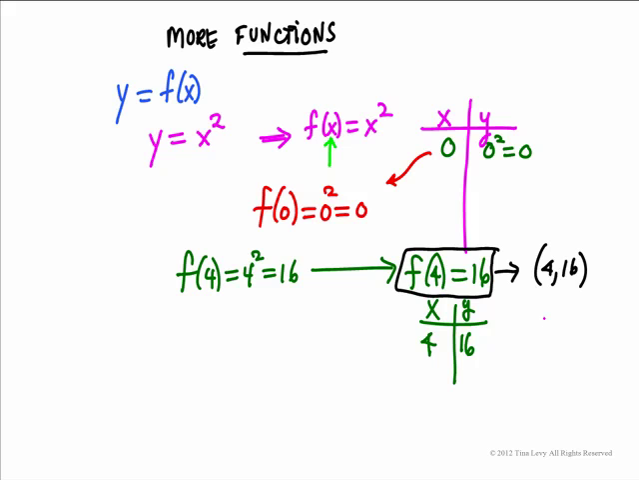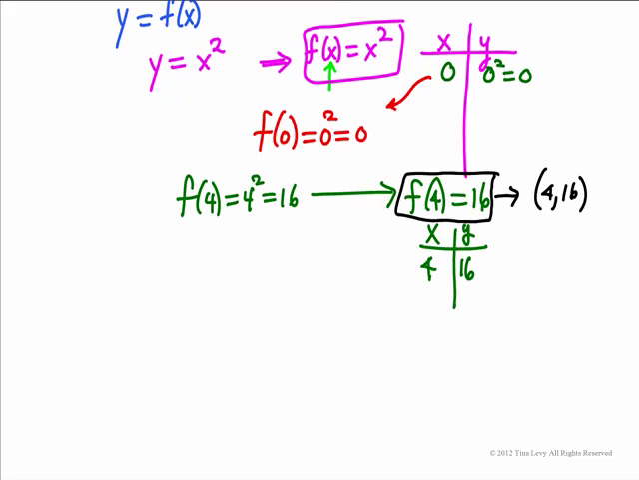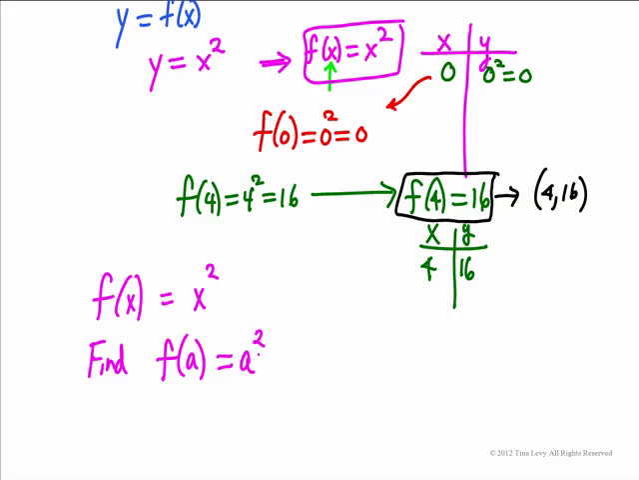For this particular problem, f of x is x squared, that notation is going to have a life of its own. So if I know f of x is x squared, I can say find f of a. Well, that just means everywhere I have x, I have to put in a. And so this becomes a squared.